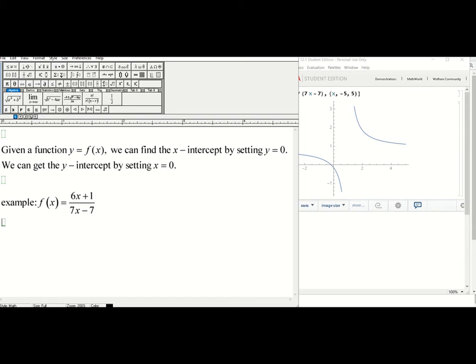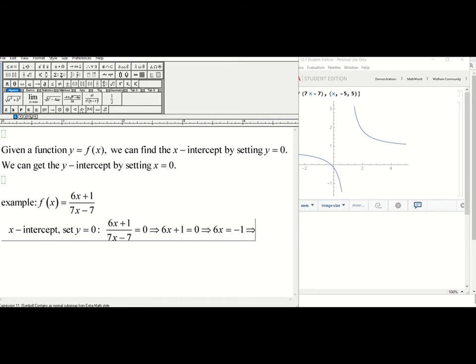So let's try to find this mathematically. For the x-intercept, we set y equal to 0, right? So you set this thing equal to 0. Anytime a fraction equals 0, the top of the fraction equals 0. A way to see that would be to cross multiply. So 6x plus 1 equals 0, and you move your 1 over, so 6x equals negative 1, and x equals negative 1/6.